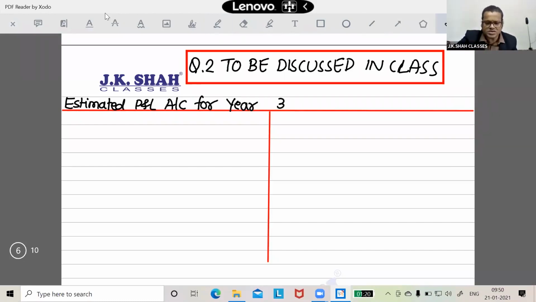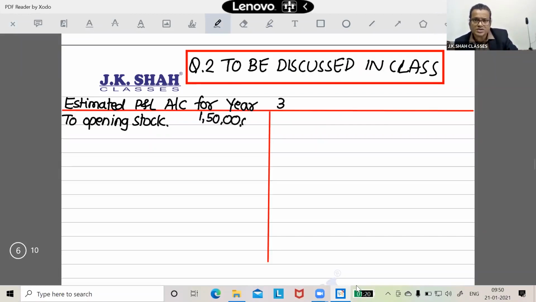So let's get into the question, the things which we could easily write. Let's first complete that. So see, here I will write to opening stock. Okay, tell me students, this is year 3 now. So closing stock of year 2 would become opening stock of year 3. Right, people? So what is the closing stock of year 2? The closing stock of year 2 is 1 crore 50 lakh. I hope you got this number. It's there in the question, correct?